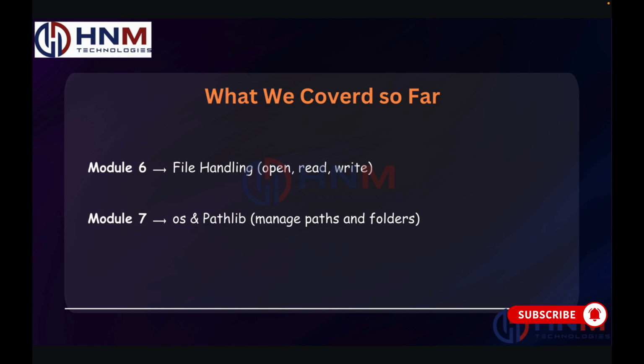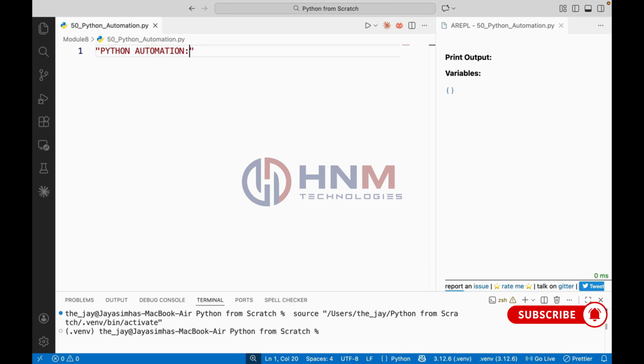So far, in Module 6 we covered file handling: how to open a file from Python, and then reading, writing, and updating the file. Module 7 is all about managing paths and folders. Today, we combine both and build real automation scripts. Without getting late, let me open VS Code.